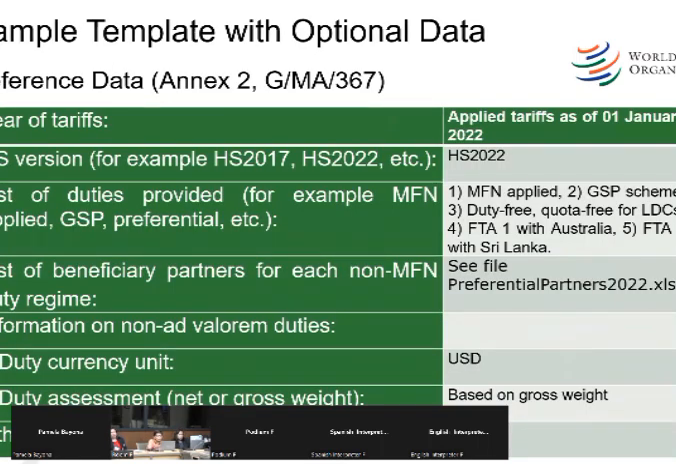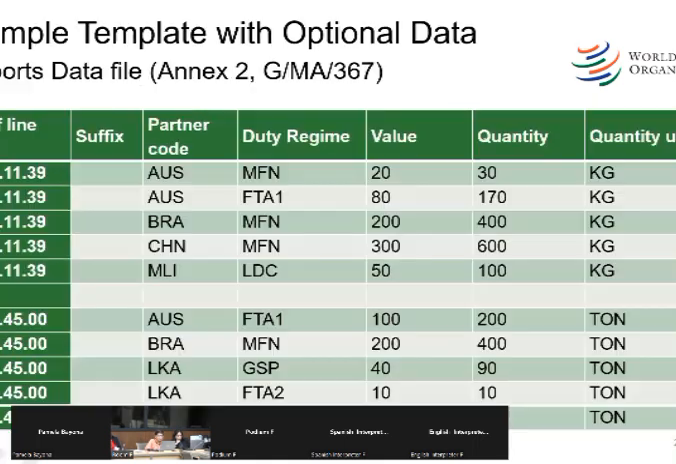We need also the additional information of all the columns that were provided in the notification. So in this case, the additional info that we need is who are the beneficiaries of the preferential schemes. And in this case, it's provided in the file Preferential Partners 2022.xlsx. So this is an additional file which we would need so that we can properly integrate the data on tariffs, the preferential data specifically.